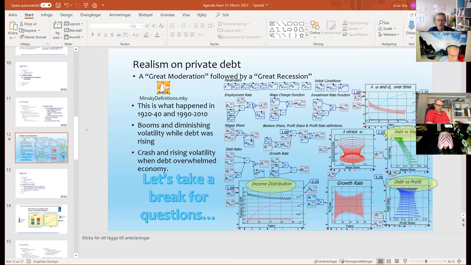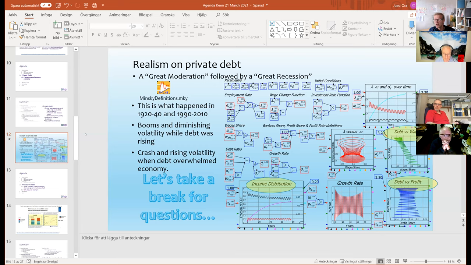Yeah. And if I was looking at your credit and debt graphs that you showed, and if I look at this, it also says that even if you stabilize credit or indebtedness, it means stagnation then, right?